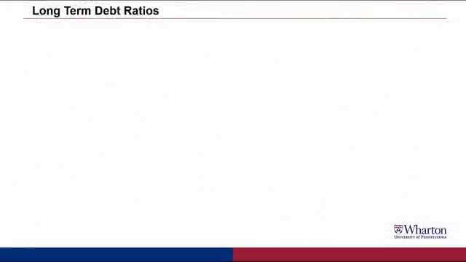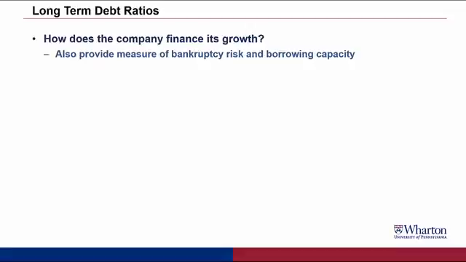Finally, we're going to take a look at the longer-term liquidity ratios. These ratios are going to try to answer the questions of how does the company finance its growth? Does it tend to use a lot of debt financing, or does it tend to raise equity from investors? They also provide measures of bankruptcy risk. So the more debt you have relative to equity, the higher the risk is you default on that debt and the debt holders force you into bankruptcy, which would cause the equity holders to lose their investment. They also measure borrowing capacity.